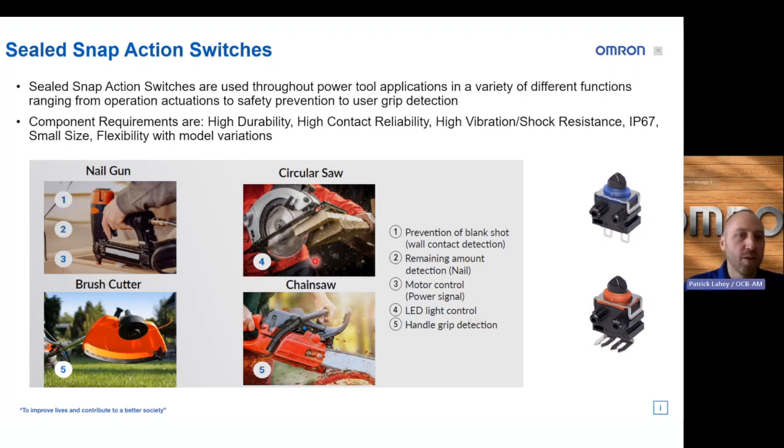And that kind of carries over to circular saws, chainsaws, and brush cutters as well. When you do get into the saws, or wherever there is a blade around, a lot of times the end customers want to make sure that the users are holding onto the tool with two hands in the appropriate manner. So in order to have that grip detection, there's usually a little lever or handle that will hit the sealed snap action switch to detect the hand grip and allow the saw to be used appropriately. So it's used as a safety functionality.